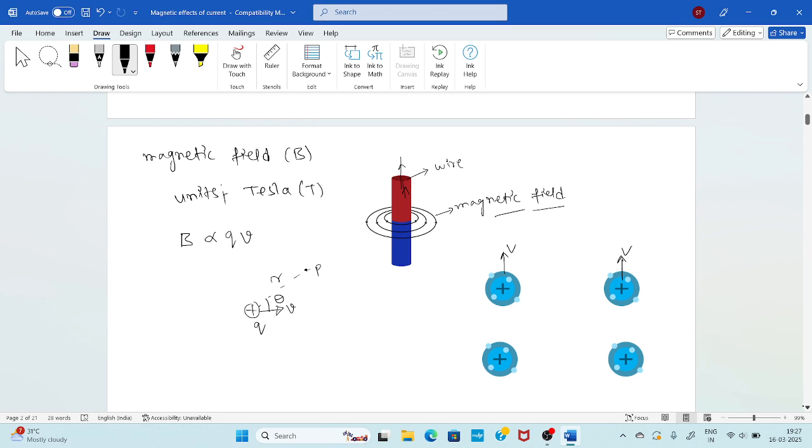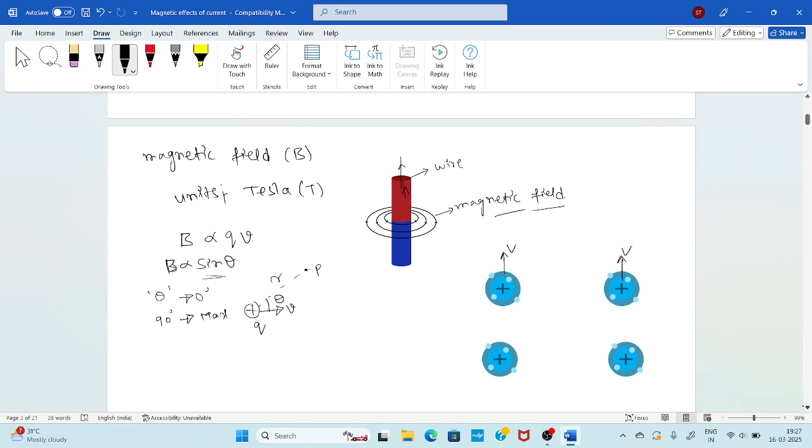Here V cross R gives sin theta. The magnetic field depends upon the angle, that is, sin theta. Whenever the angle is 0 degrees, we get the minimum magnetic effect, since sin 0 is 0. Whenever the angle between these two is 90 degrees, we get the maximum magnetic effect. That's why we are using sin theta.